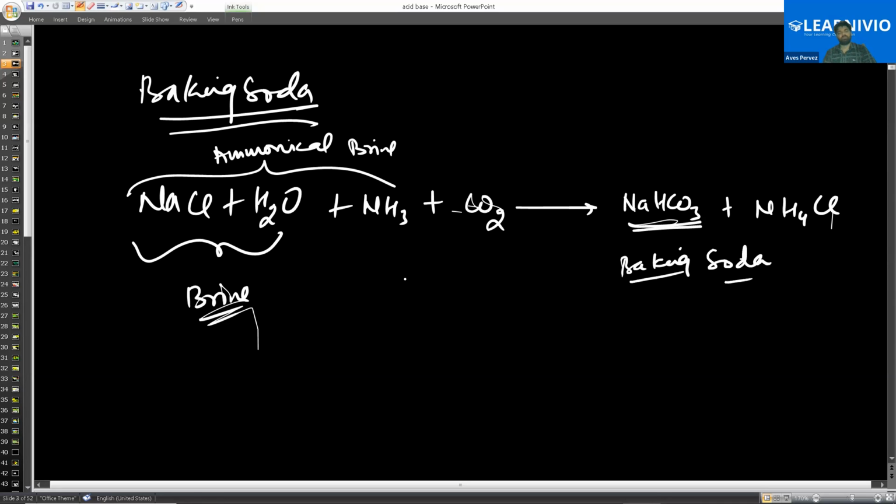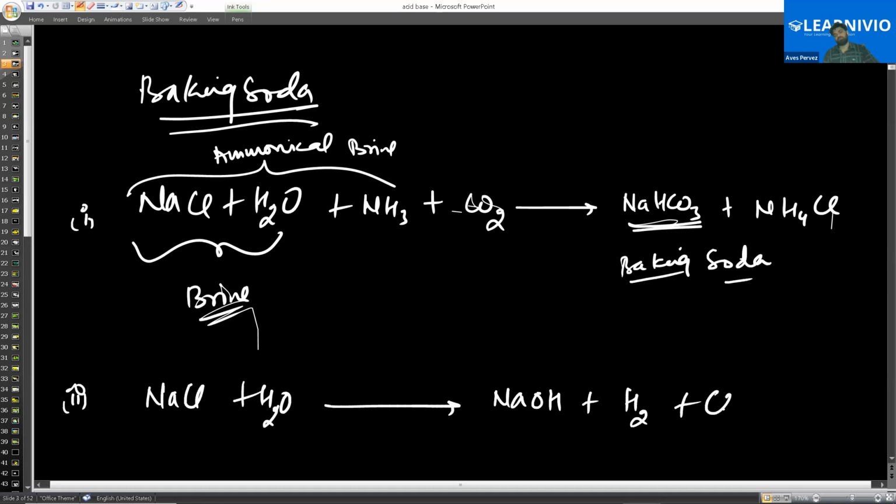Okay, next. So when we pass carbon dioxide to ammoniacal brine, then baking soda is prepared. This is the first part. The second one is caustic soda. How can we prepare caustic soda? Aisha, how can we prepare caustic soda? NaCl plus H2O gives NaOH plus H2 plus Cl2. And this NaOH is called caustic soda.